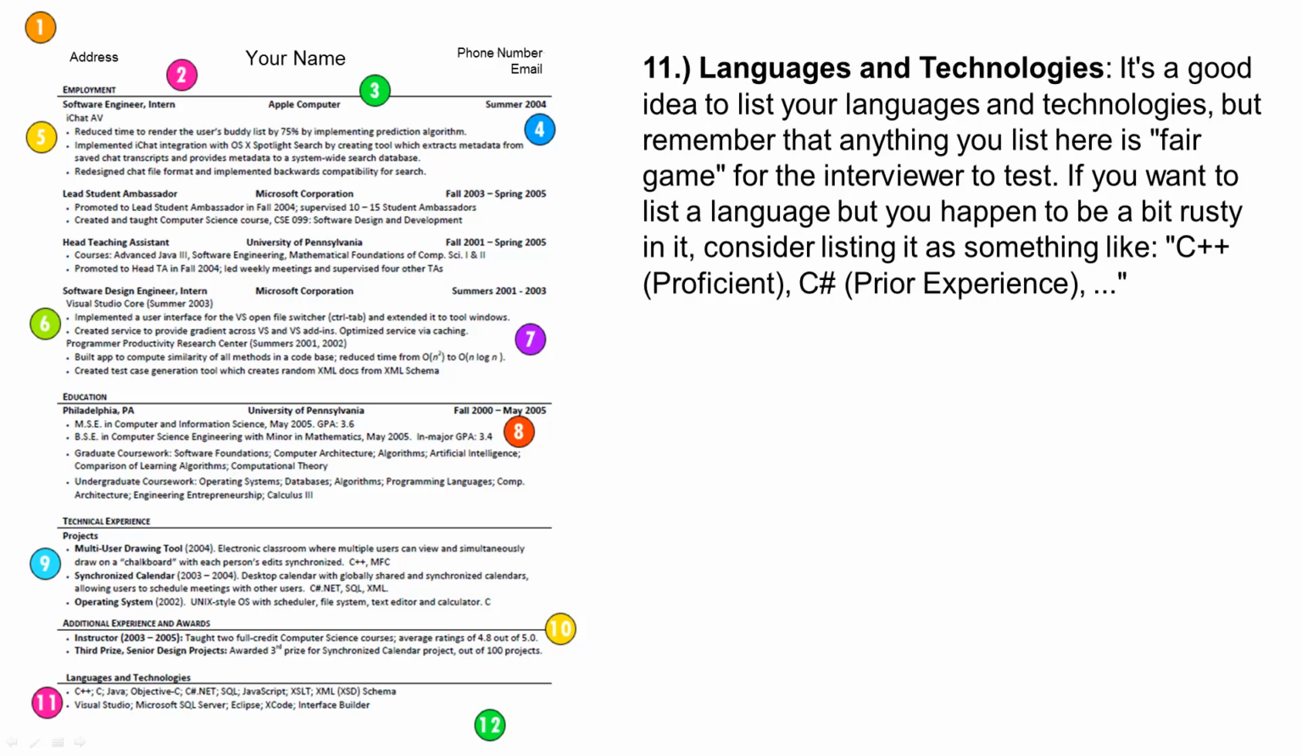Point 11, languages and technologies. So it's a good idea to list your languages and technologies, but remember that anything you list here will be fair game for the interview to test. So if you want to list a language but you happen to be a little rusty in it, consider listing it as something like C++ proficient, C# prior experience, etc. So you actually quantify your experience in each of those programming languages.